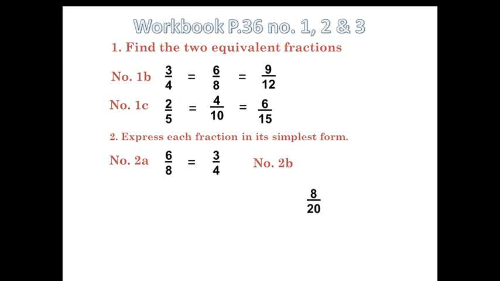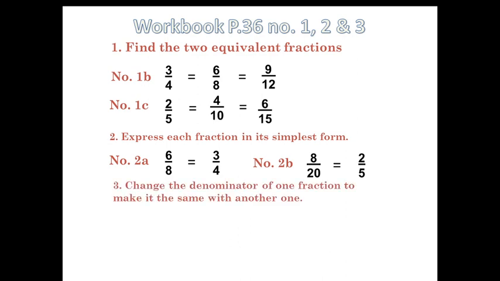Number 2b. How about this one? 8 over 20. Both the numerator and denominator can be divided by 4. 8 divided by 4 is 2, right? And then 20 divided by 4 equals 5. So its simplest form is 2 over 5.